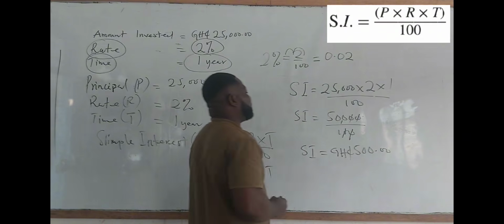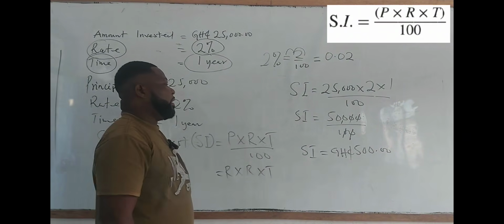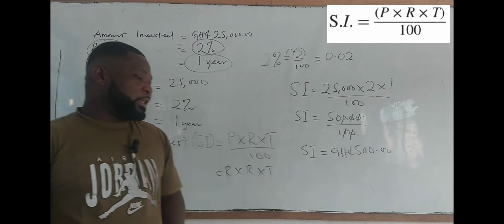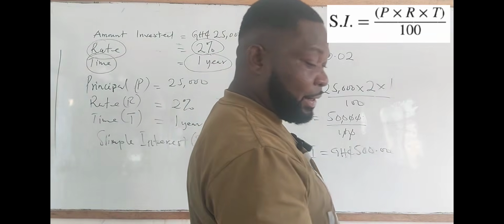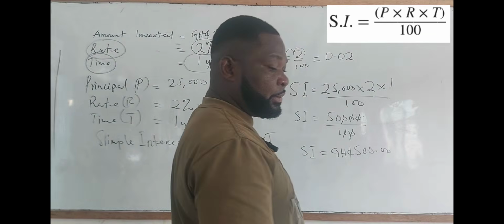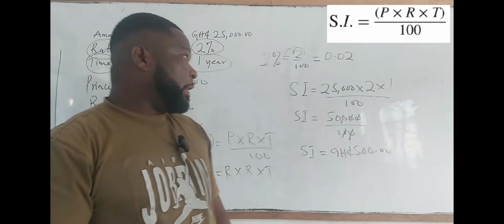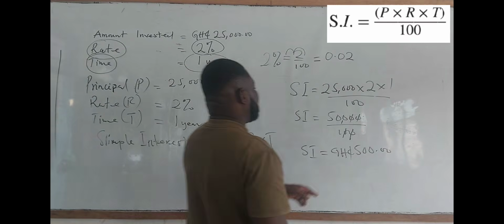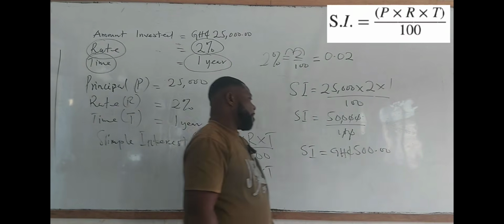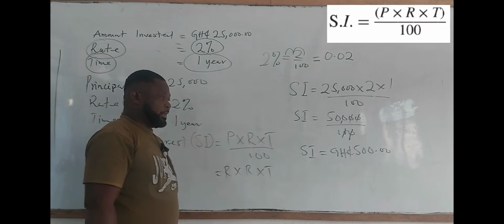So this is how we solve our interest. The question is asking how much interest did she earn in a year? So the interest she earned in a year would be 500 Ghana cedis.